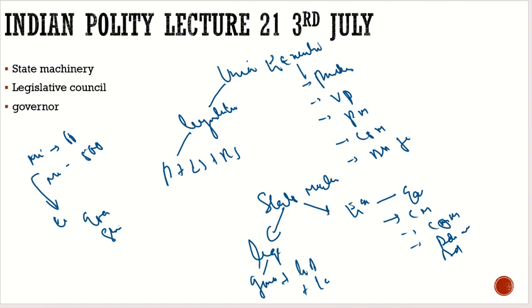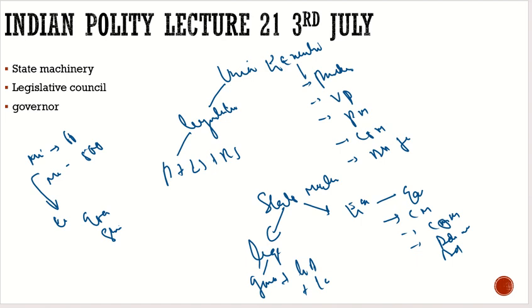The constitution does not describe the strength of the state legislative assembly, but it does give us the range, and it is between 60 and 500. With this small discussion, the state legislative assembly is clear. How the bills get introduced, almost everything is the same as in the Lok Sabha. Now what do we have to discuss in today's discussion?